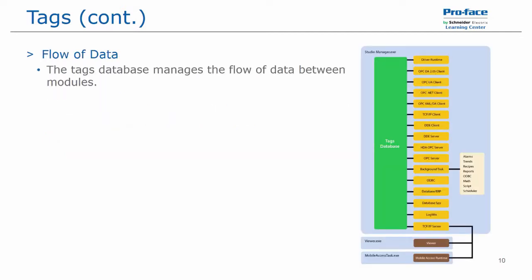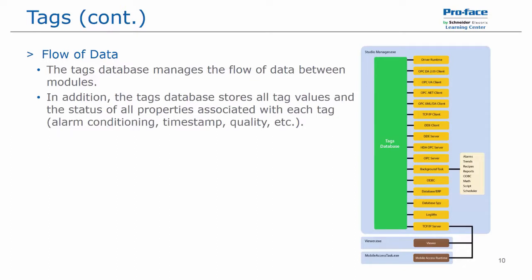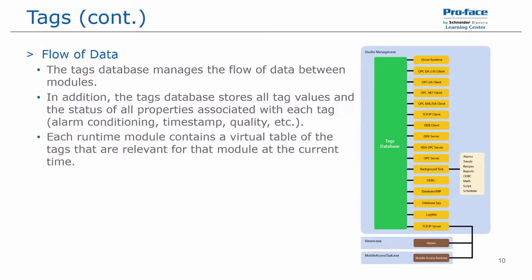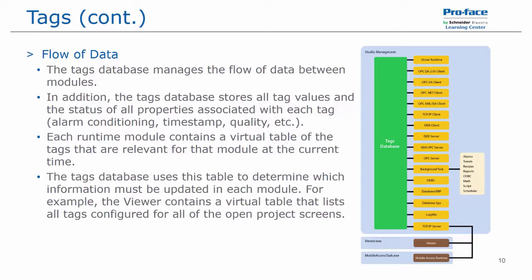The tags database manages this flow of data between the different modules or tasks. In addition, the tags database stores all of the tag values and statuses of the properties associated with each tag, the alarm conditioning, timestamp, quality, what have you. Each runtime module contains a virtual table of the relevant tags for that module, and the tags database uses this table to determine what information must be updated in each module.